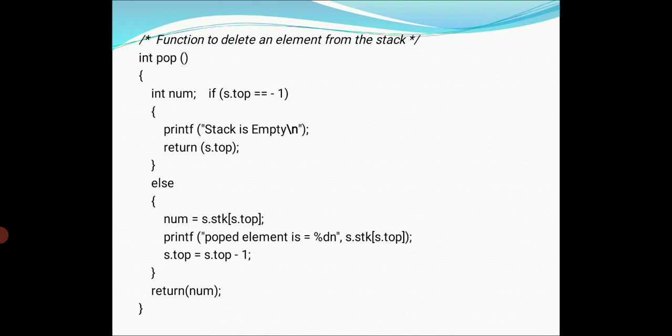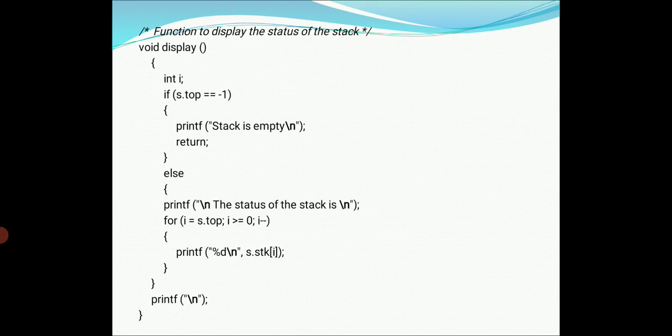The number is equal to stack of s of top. So this number has to be copied into the variable num. Then pop the element. Then decrement the top pointer, that is s dot top equals s dot top minus 1. Then return that number. This function is used to delete an item from the stack. This is the second function.